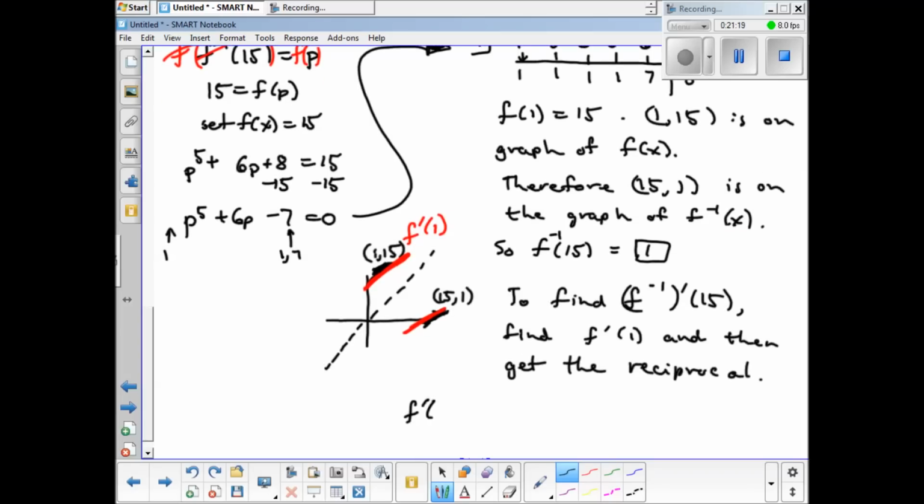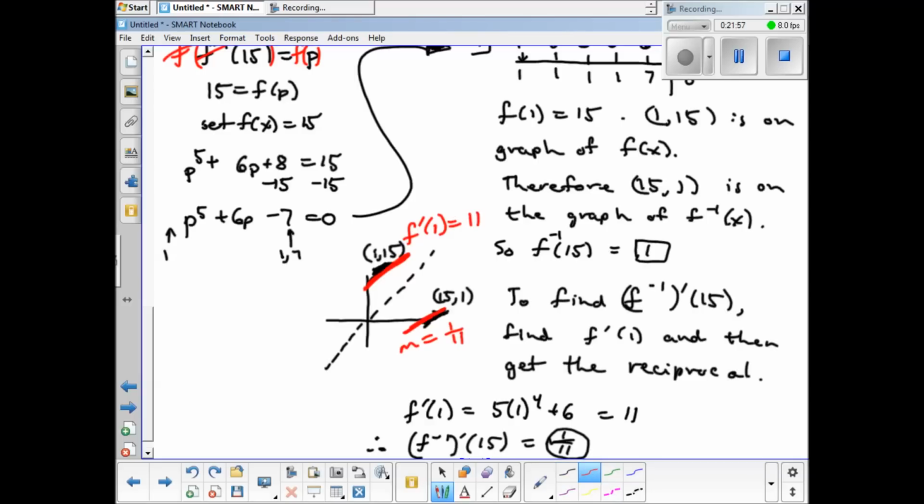Okay, so f prime of 1 is simply 5p to the 4th plus 6, so that's 11. Therefore, here's the symbol for therefore, f inverse prime at 15 should be 1/11. And there it is.